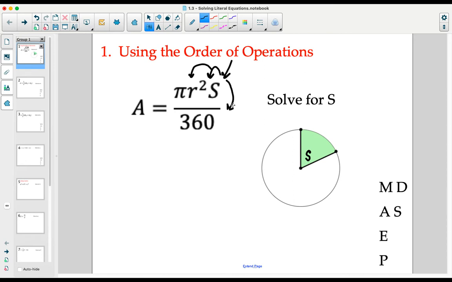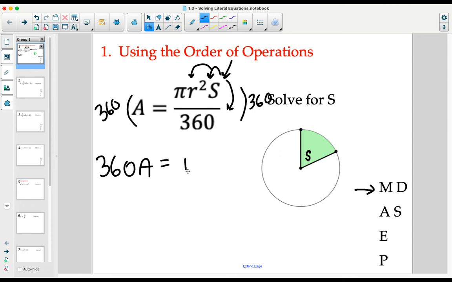All of the work we will do in this example will live in this line of the inverted order of operations. We will undo the multiplications with division, and we will undo the division with multiplication. We start by multiplying by 360. The grouping symbol that is the fraction bar means that 360 would normally come last. So in this case, we'll get rid of it first. That produces a 360A and leaves us with pi r squared S in the numerator.